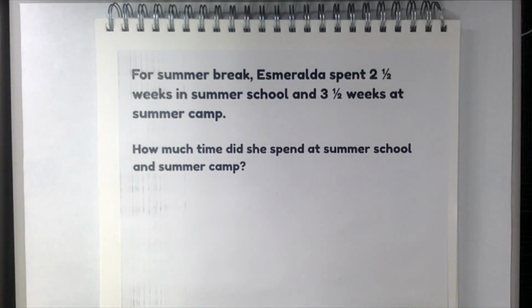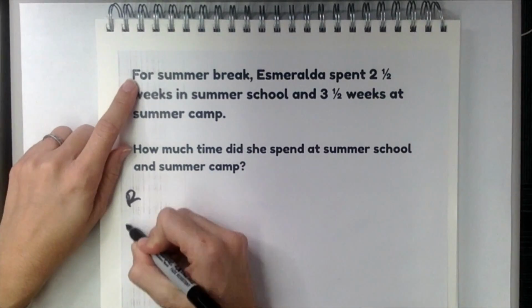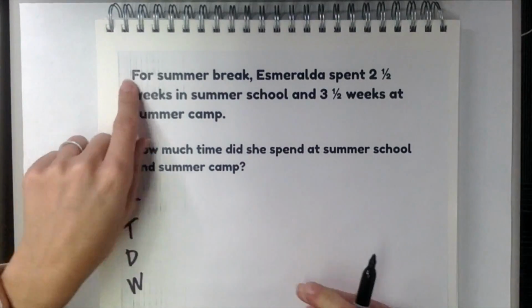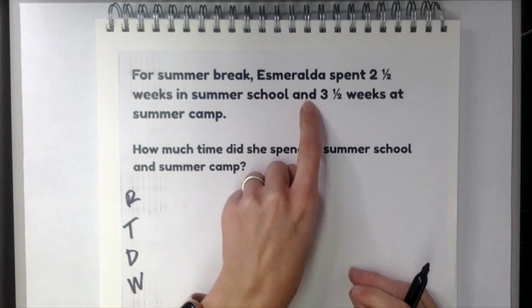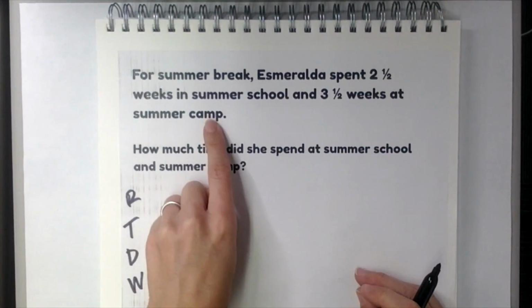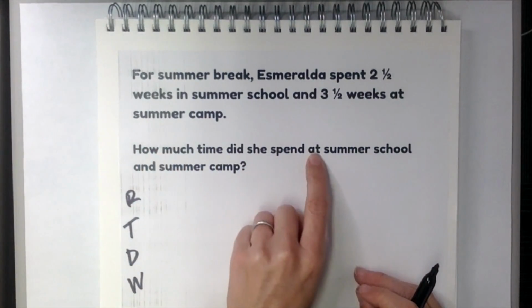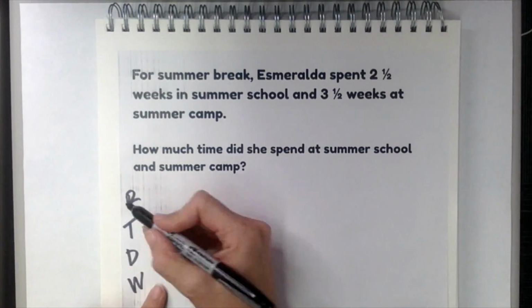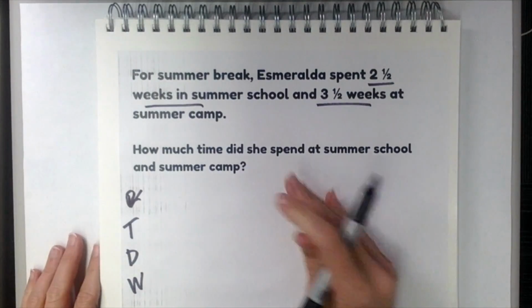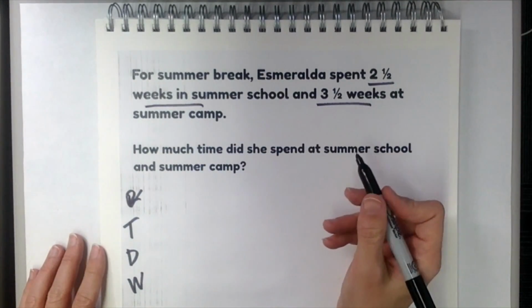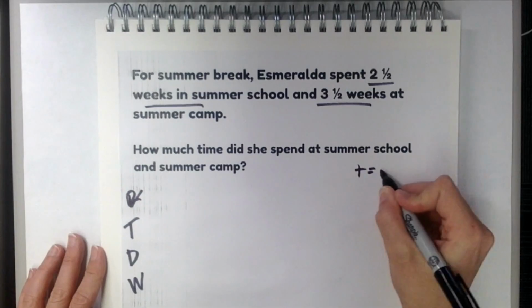Let's take a look at this word problem. RTDW. For summer break, Esmeralda spent 2.5 weeks in summer school and 3.5 weeks at summer camp. How much time did she spend at summer school and summer camp? So I think we're gonna need this information. So we're doing summer school plus camp. That's gonna equal her total time.